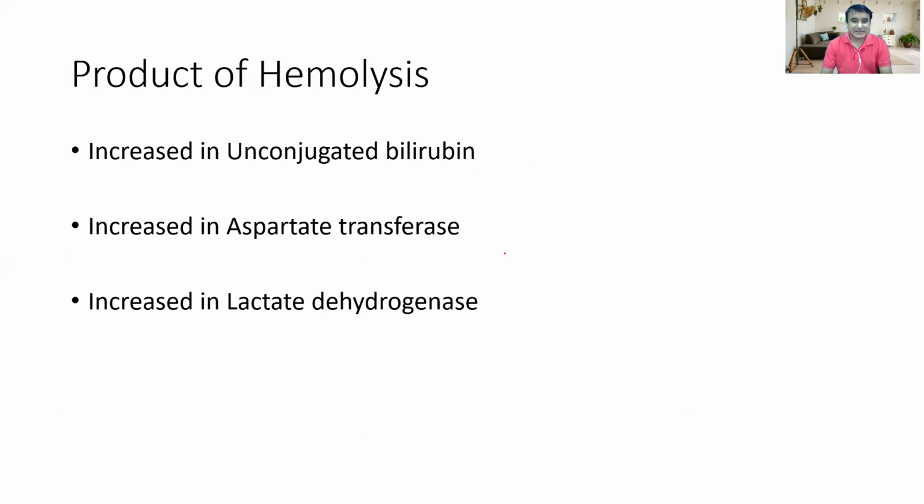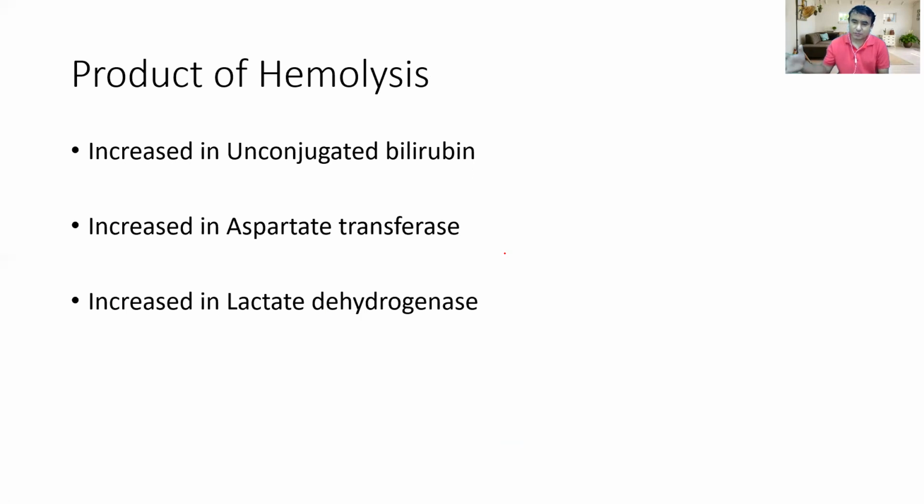Aspartate transferase and lactate dehydrogenase, these are the enzymes. Classically, these are the enzymes that you can get in the liver. But even inside the RBCs, there is aspartate transferase and lactate dehydrogenase. So if the RBC is undergoing hemolysis, then definitely we'll see an increased level of aspartate transferase and lactate dehydrogenase. What is the report?